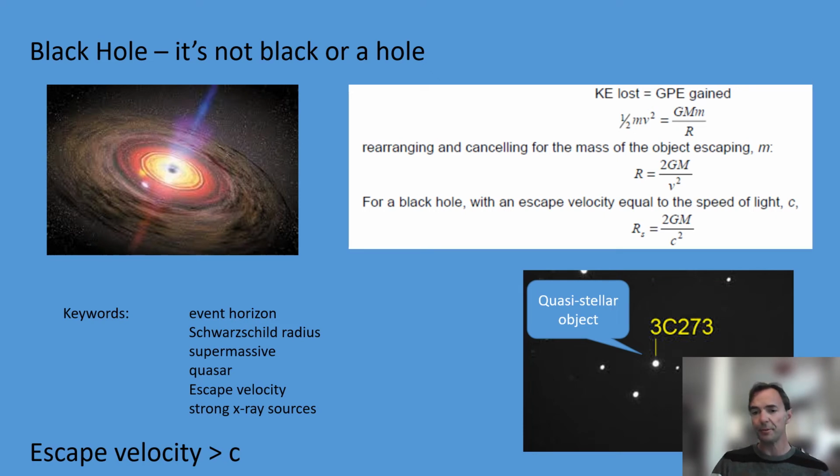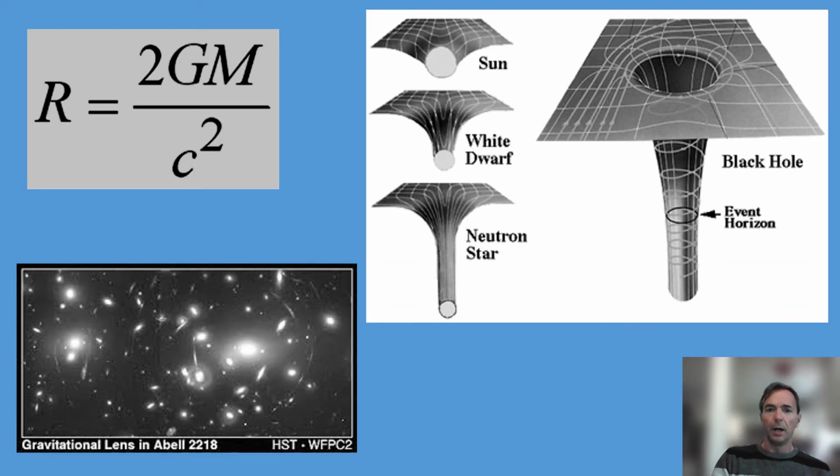So calculation from here, Schwarzschild radius is what you need to know for the A level. Your escape velocity greater than speed of light, event horizon, Schwarzschild radius, exactly the same thing.